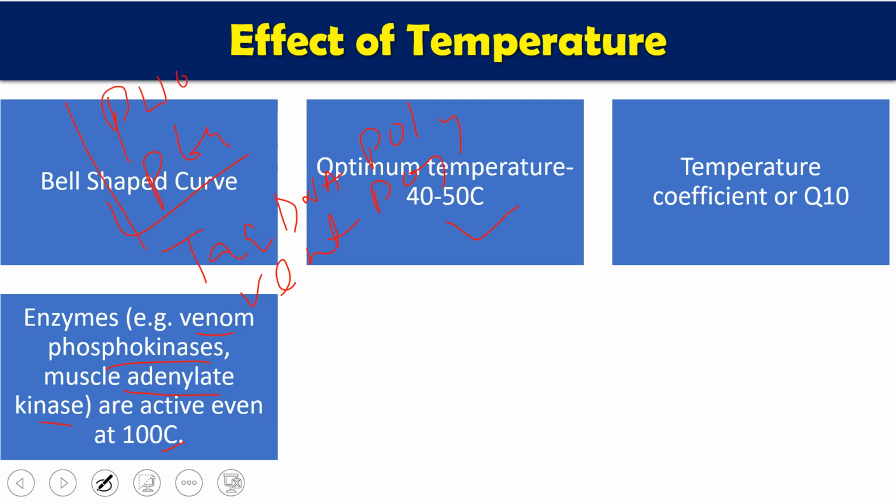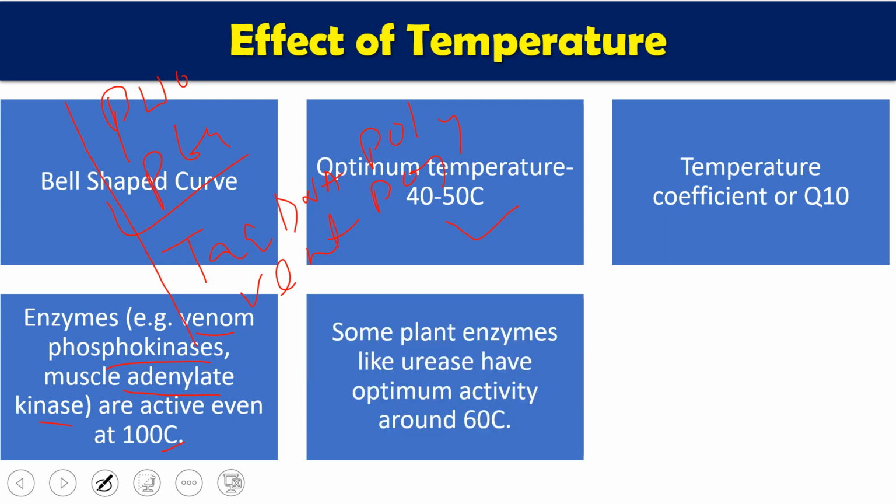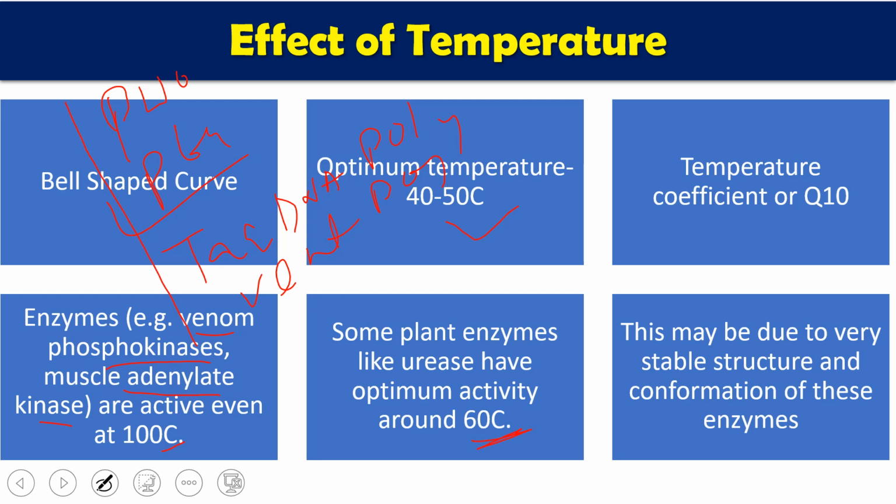These are different thermostable DNA polymerases which work even at 92 to 98 degrees centigrade. They come from different organisms that normally live at hot temperatures, like volcano craters or hot springs. Some enzymes from plants, like urease, have optimum activity at a higher temperature, that is 60 degrees centigrade. This may be due to the protein's structure.